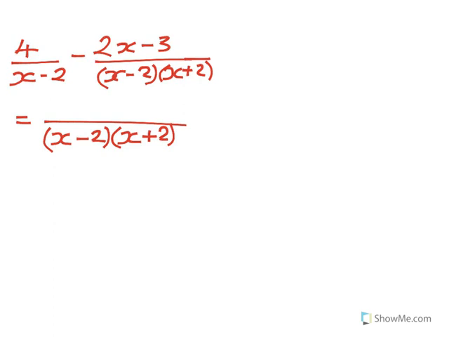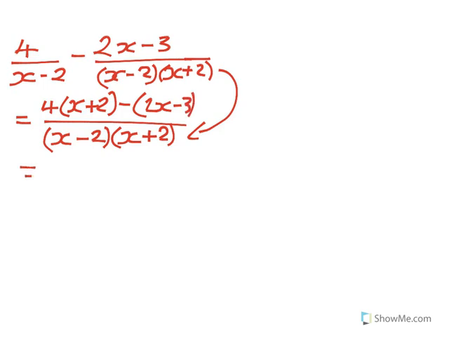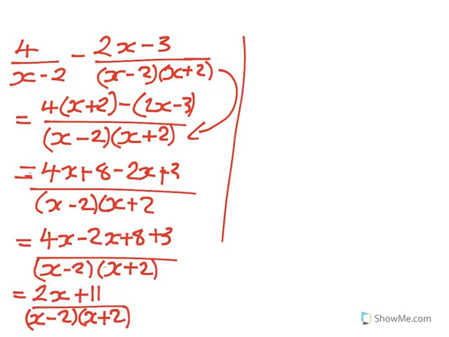If we look at the fraction on the left hand side again, this is your common denominator, x minus 2, x plus 2. So what you're going to have is x minus 2 into that, you're going to have 4x plus 2, minus x, this whole thing into that, you're going to get minus 2x minus 3. Remember to put a bracket. Now when you open up the bracket on top, you will have 4x plus 8 minus 2x plus 3, all over that.